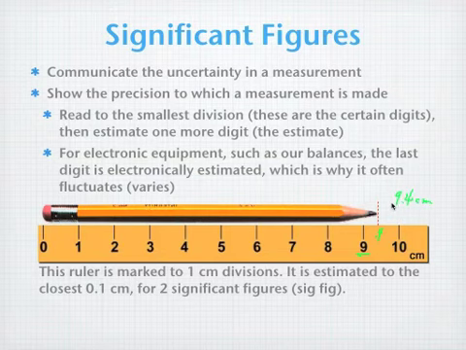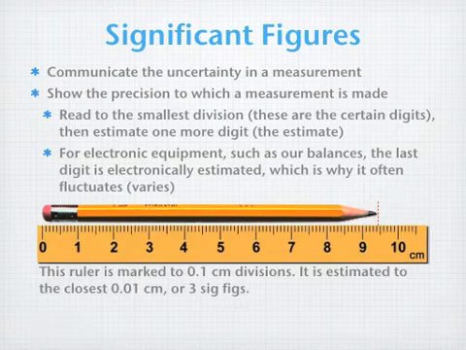In this case, you see that we have our certain 9 and our estimated 4, for two significant figures in this particular pencil. Reasonable people might have said 9.3, and somebody might have said 9.5. Anywhere between 9.3 and 9.5 is a reasonable estimate.